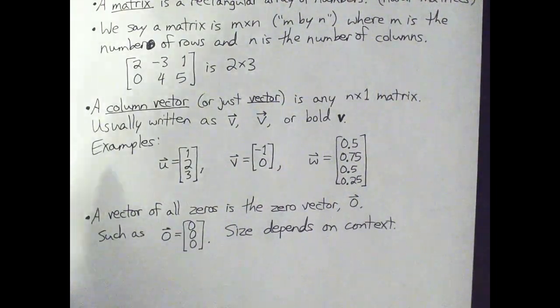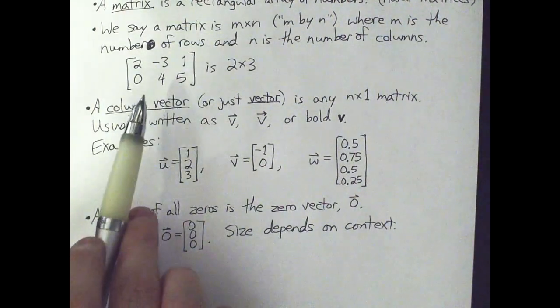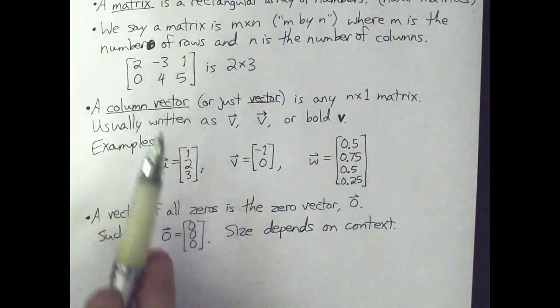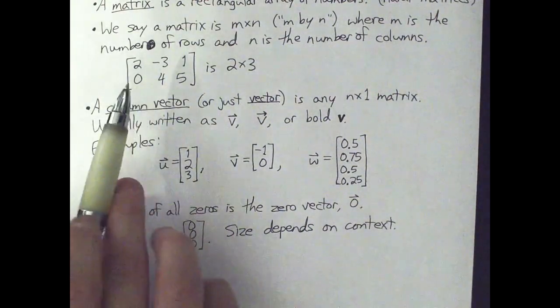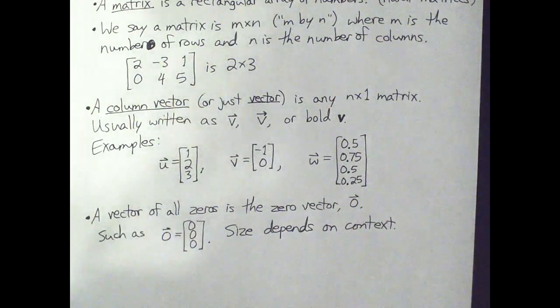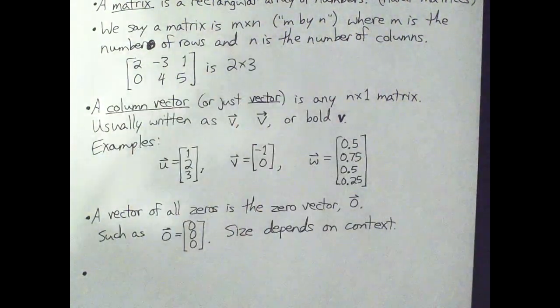By the way, the numbers that are in a matrix or a vector, we can call them numbers. We can also use the word entries. I know that in the previous video we talked about the leading entry of a row. Well, we can actually call any of these things entries.